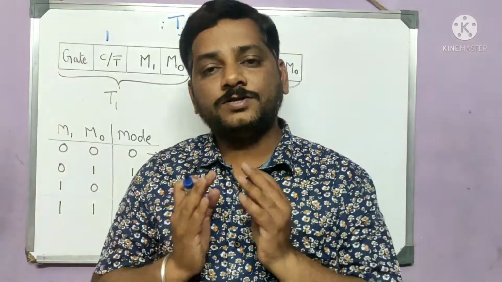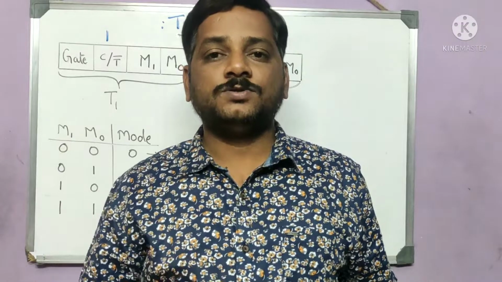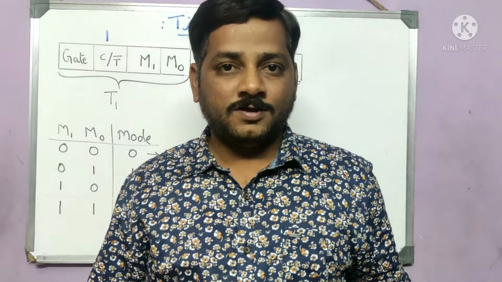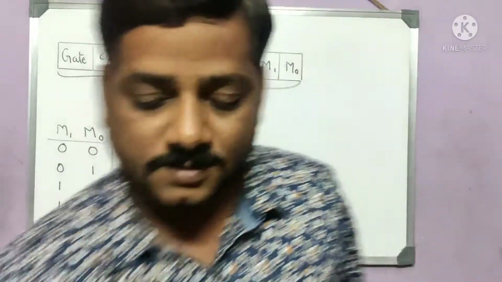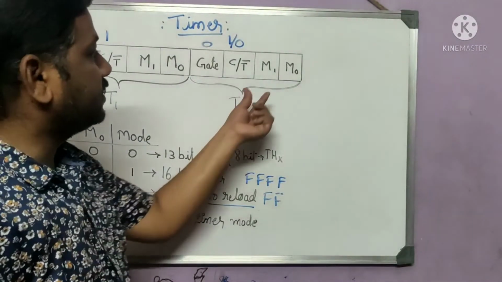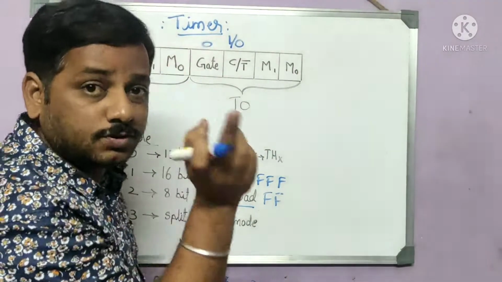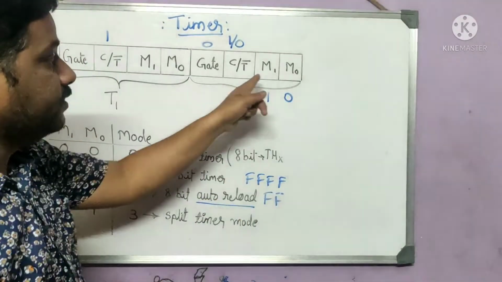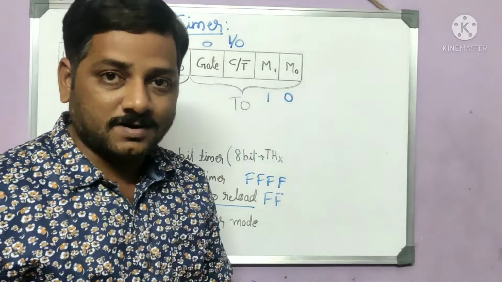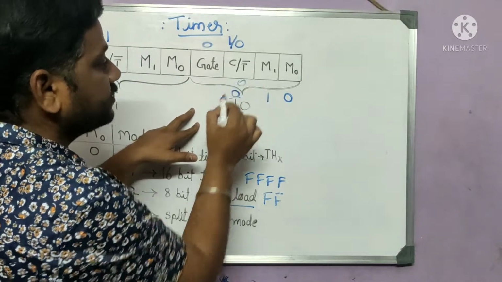Now I want to use timer 0 in mode 2. Okay. And I want to use it as a timer only, not a counter. Right. So if that is the condition, what input should I give here? I want it in mode 2, so timer 0 in mode 2. Here what should I give? 1, 0 in these 2 bits. And I want it as a timer, not as a counter, so this bit will be 0.